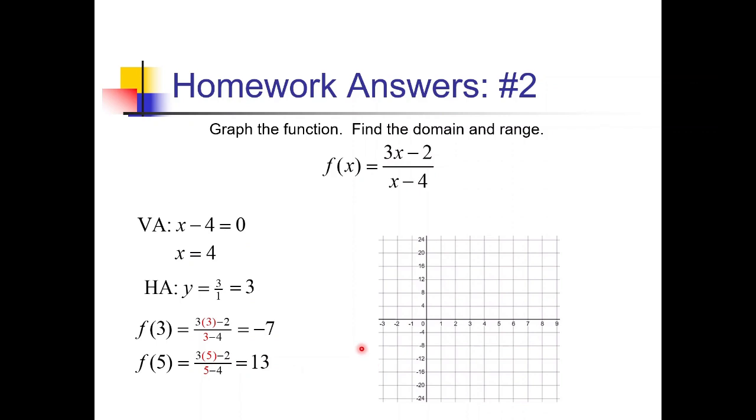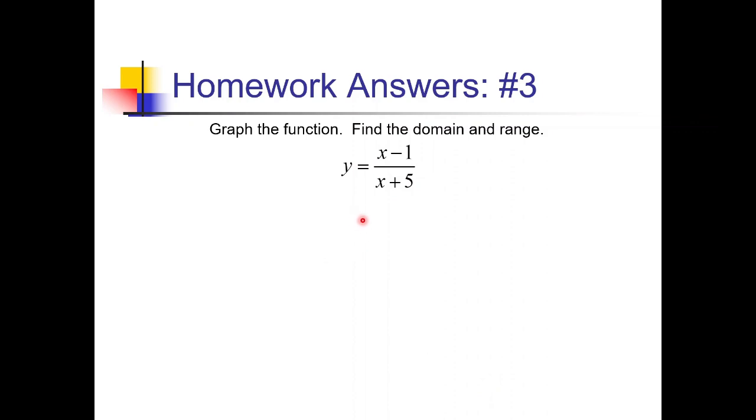Graphing all this out, we have our vertical asymptote at x equals 4 over here. Horizontal asymptote at 3, which is about 3/4 of the way up this grid line. And then I have 3 comma negative 7, which is down here roughly. And then 5 comma 13, which is over here somewhere between 12 and 16. We have one branch going in our lower left and the other branch in the upper right. For the domain, we have an asymptote at x equals 4, so x cannot equal 4. And for the range, y cannot equal 3 because there's a horizontal asymptote there.